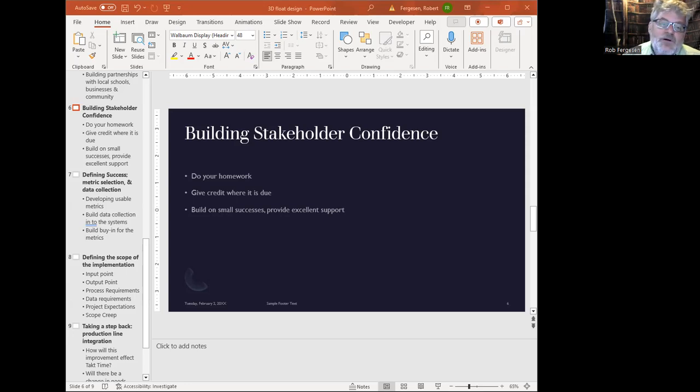The last area to build stakeholder confidence is to make sure you start with a small, relatively easy, but hopefully high value project. Don't start with something huge where you're changing over a whole production line or putting in a $5 million piece of equipment. $5,000 is pretty cheap nowadays. So the idea is you start with that $30,000 project, one operator, and make it successful.